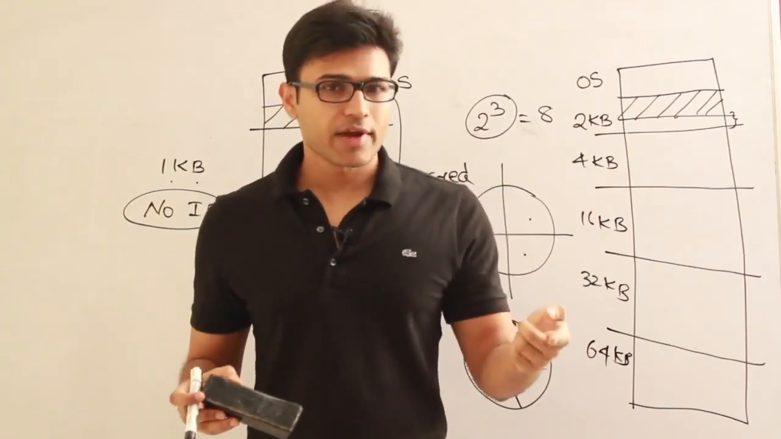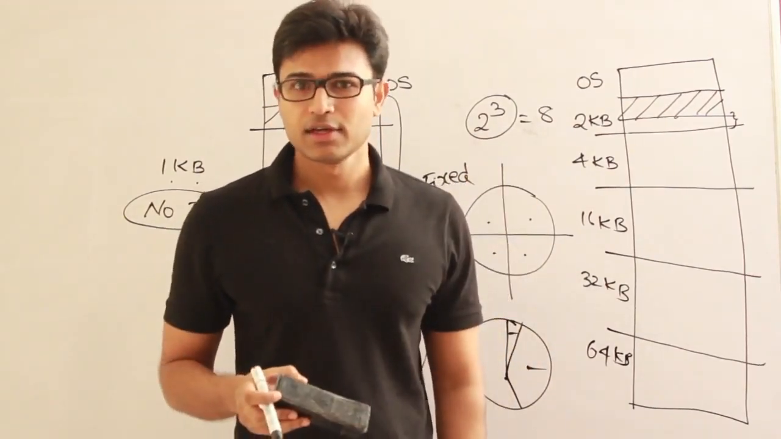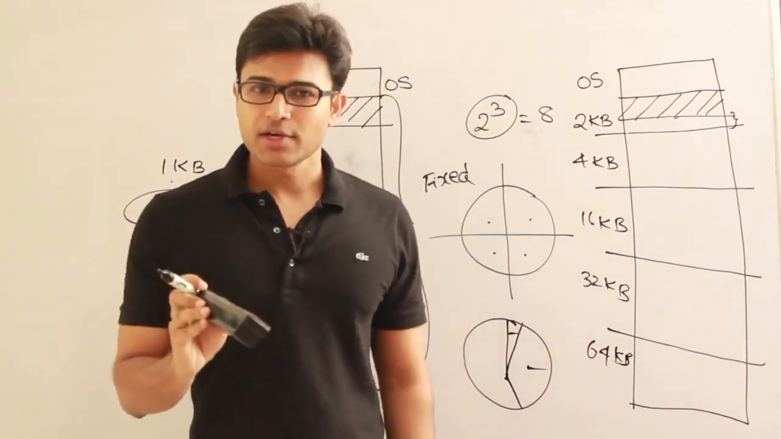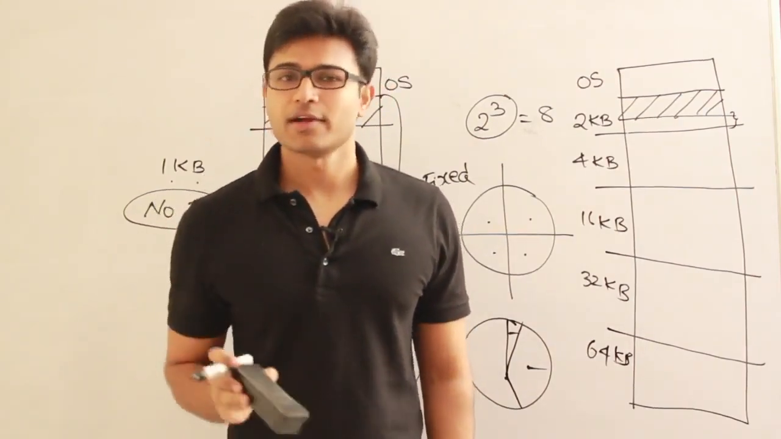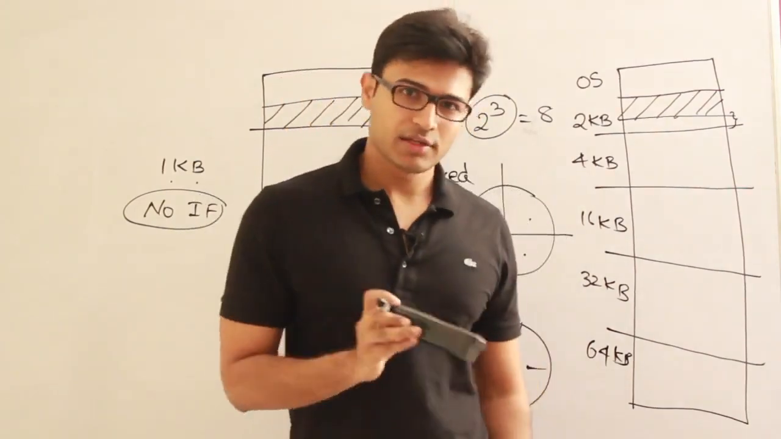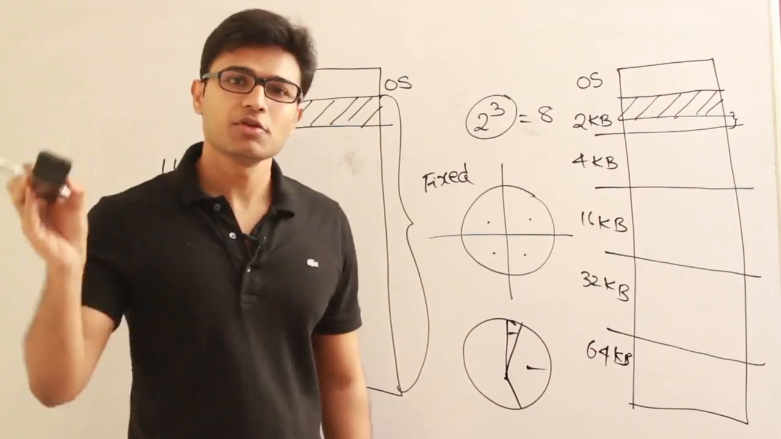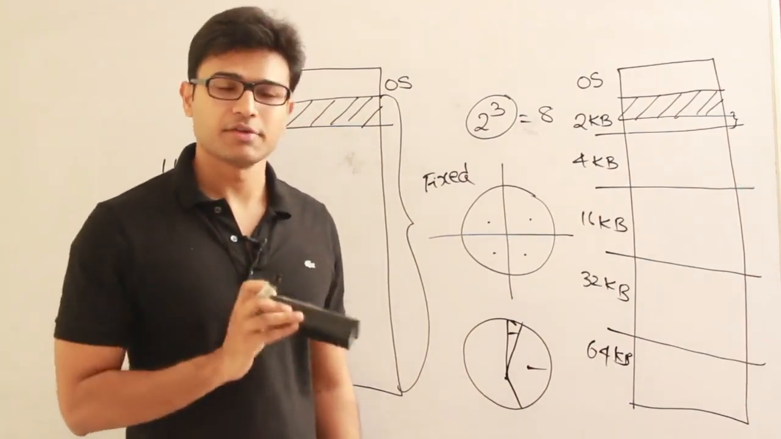So if there is internal fragmentation, there is definitely external fragmentation, right? Are you following it? I think you got the reason, right? Whenever there is internal fragmentation, we will not be able to use that space even though the space is available. That is external fragmentation, right?